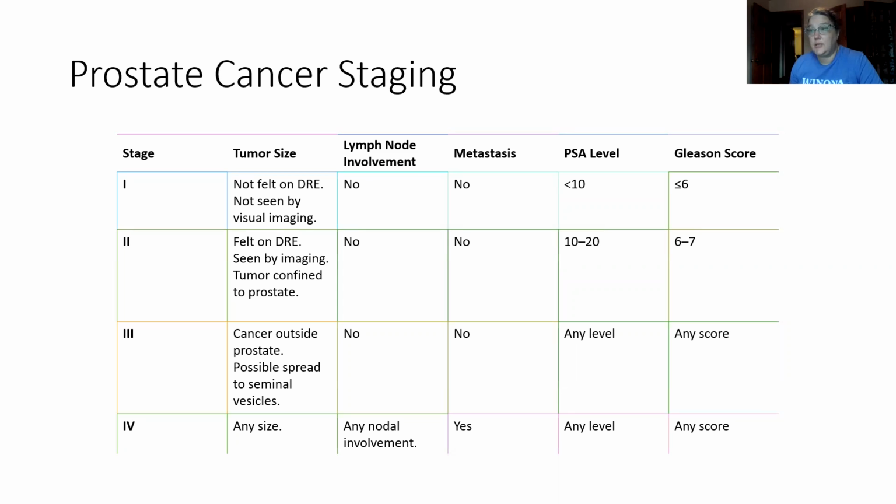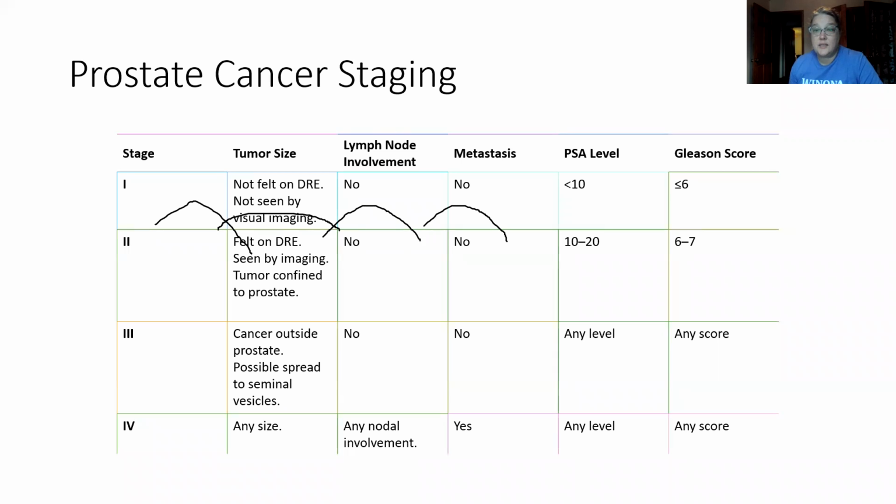So prostate cancer is staged this way. There is the stage based on the tumor, and the stage is also based on lymph node involvement and on metastasis. So all of this kind of goes together. There's also the PSA levels that are taken. And then there's also a Gleason score.